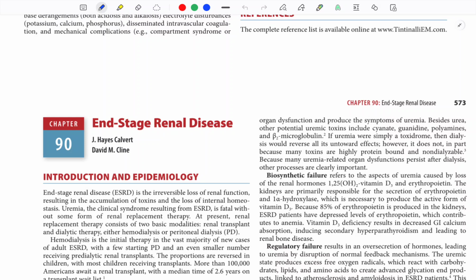Then there is biosynthetic failure. We know that our kidney produces the active form of vitamin D3, which is 1,25-dihydroxy vitamin D3, and it produces erythropoietin. Plus it regulates phosphate and GI calcium. It acts like a homeostasis pH controller of our body. It has a regulatory function. It regulates your atherosclerosis, your proteins, amyloidosis, your reactive oxygen damage, your acid-base balance, your electrolytes.